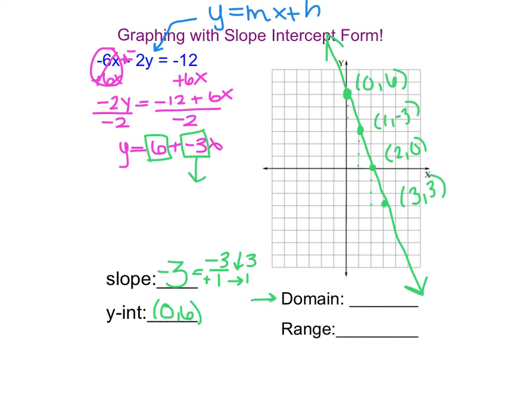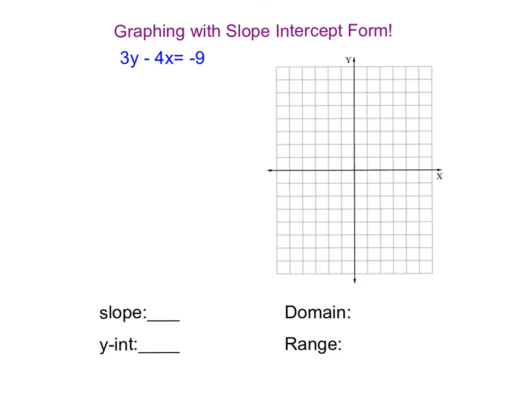Because it's going forever left and right, my domain is all real numbers. And because it's going forever up and down, my range is also all real numbers. And last example like this.